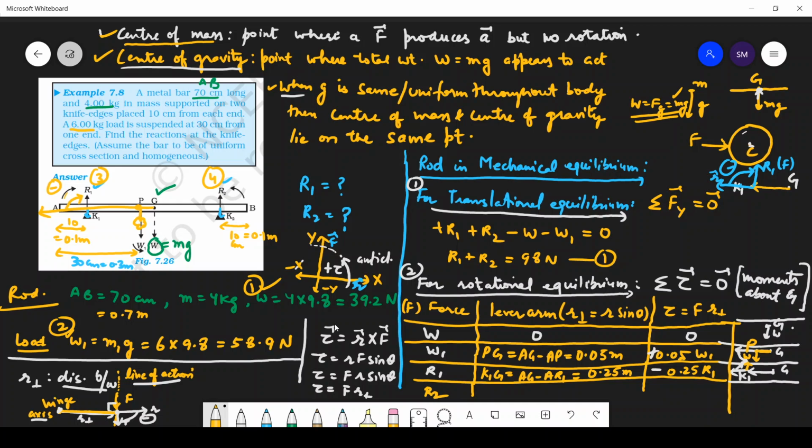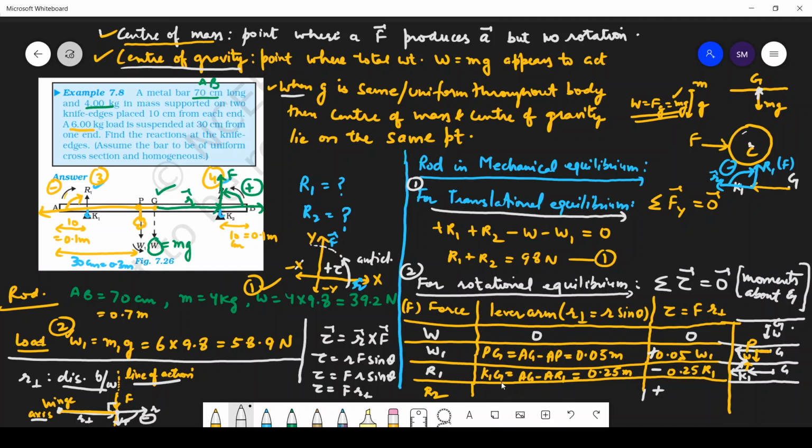Okay, now R2, this is your R2. So what is the direction of the position vector of this point? Starting from G, from G to this point, that is the direction of position vector R. So that's the position R, and this is the force here. So R to F. So that direction we are taking as positive.